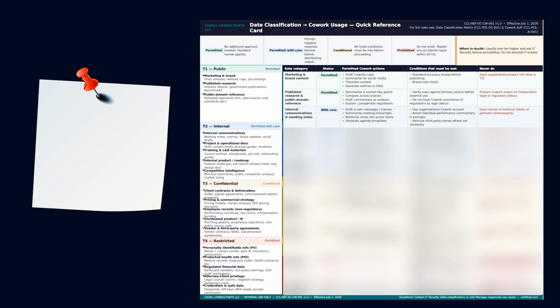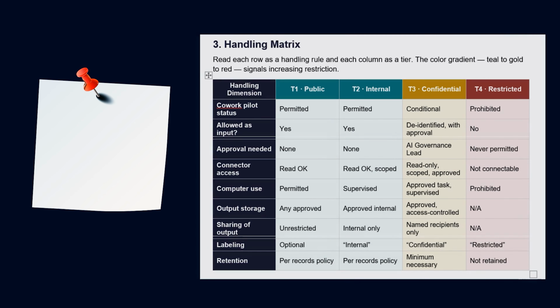Most regulated industry organizations already have a data classification scheme. Some use public, internal, confidential, restricted. Some use PL1 through PL4. Some use numbered tiers or sensitivity labels tied to information rights management. The specific scheme does not matter for pilot governance purposes. What matters is mapping the scheme that already exists onto permitted Cowork usage during the pilot.